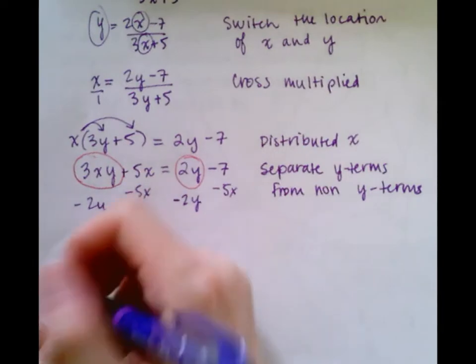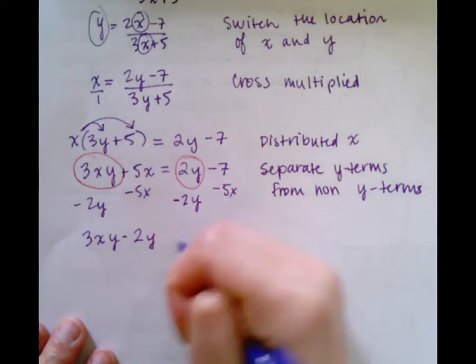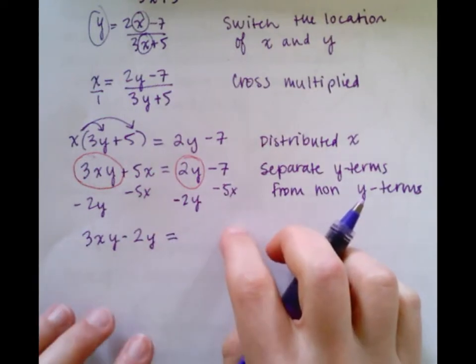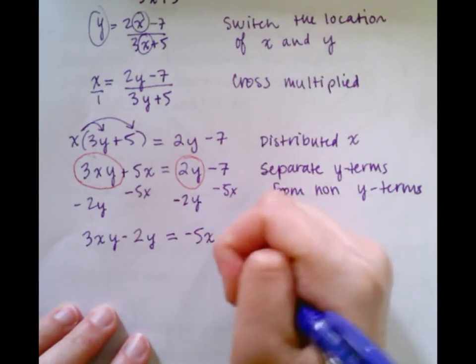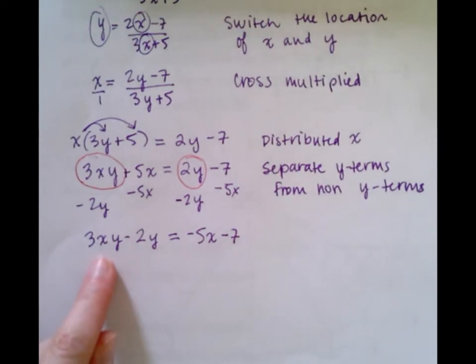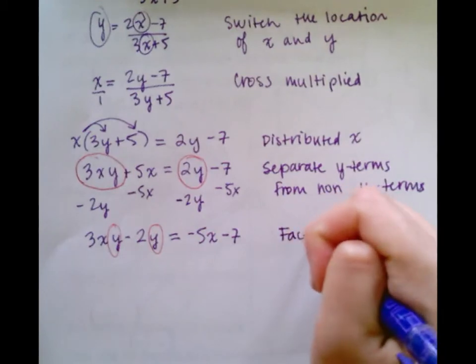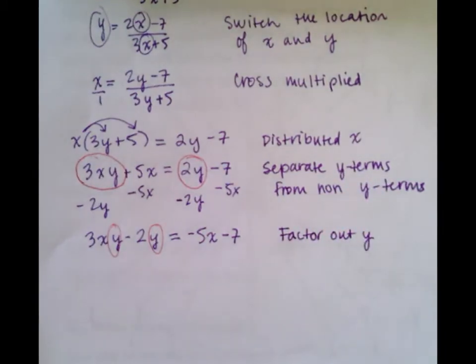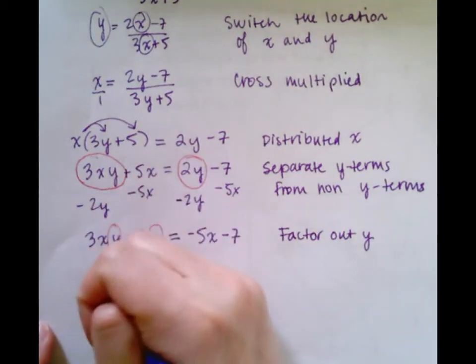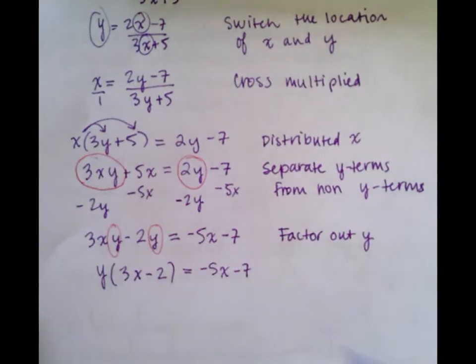So what does this become? Well, my left-hand side has 3xy minus 2y is equal to, my right-hand side should have negative 5x minus 7. Okay, at this point, because we have all of the things with y on one side, that means that every single term will have a y in it, so we can factor out this y. So what does that become? It becomes y times 3x minus 2 is equal to negative 5x minus 7.